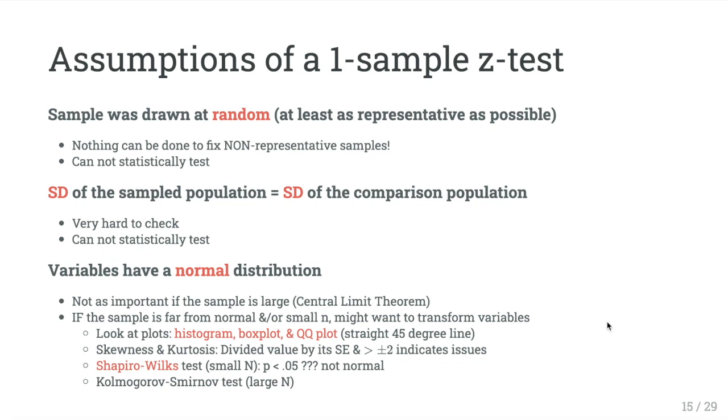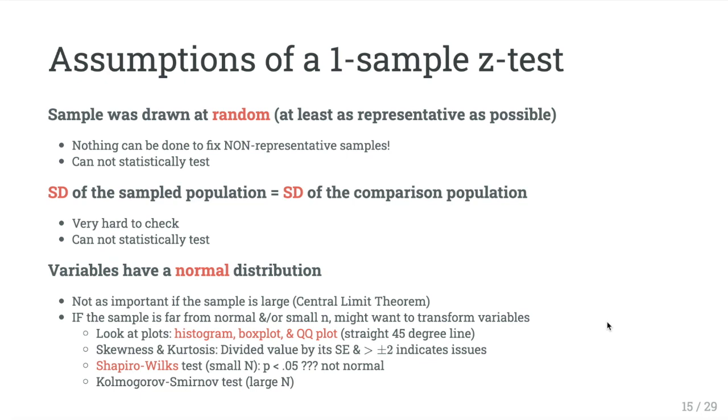The way that we can test this is by looking at plots like a histogram, box plot, and a QQ plot. QQ plots are our best bet, usually. We can look at skewness and kurtosis, if you remember the cutoff values, plus or minus 2. We can use the Shapiro-Wilks test, but I don't recommend it.